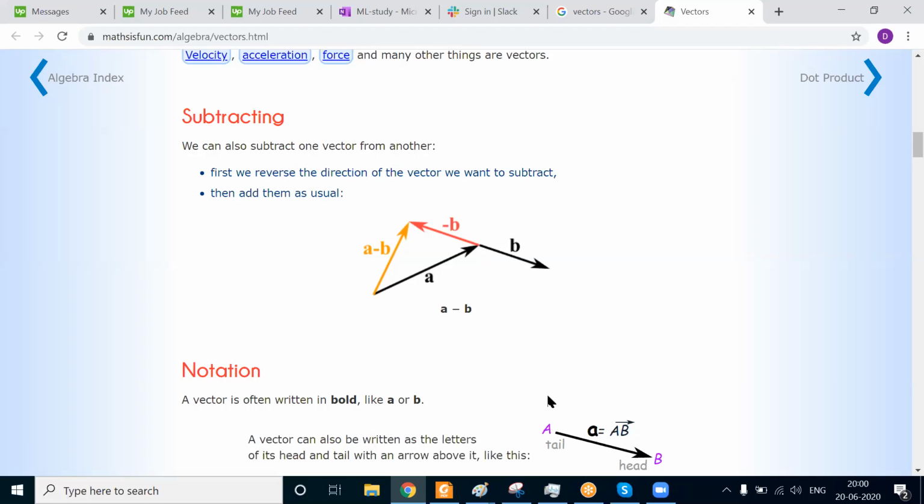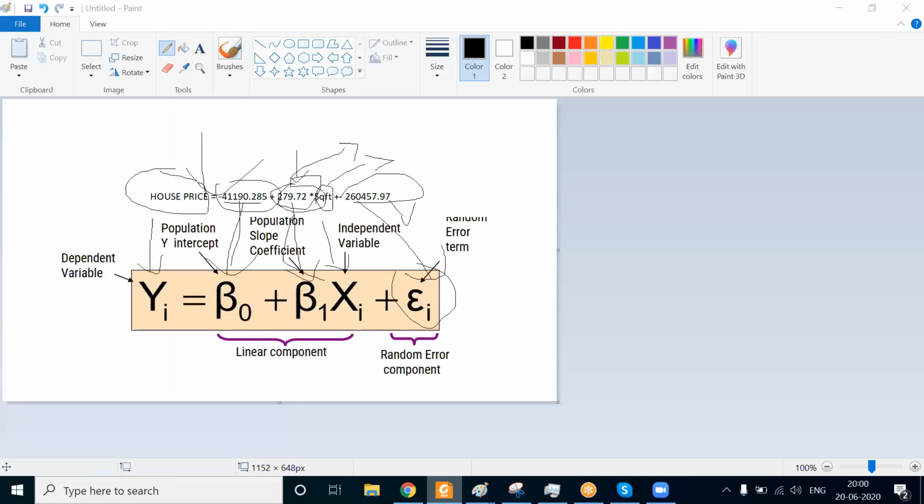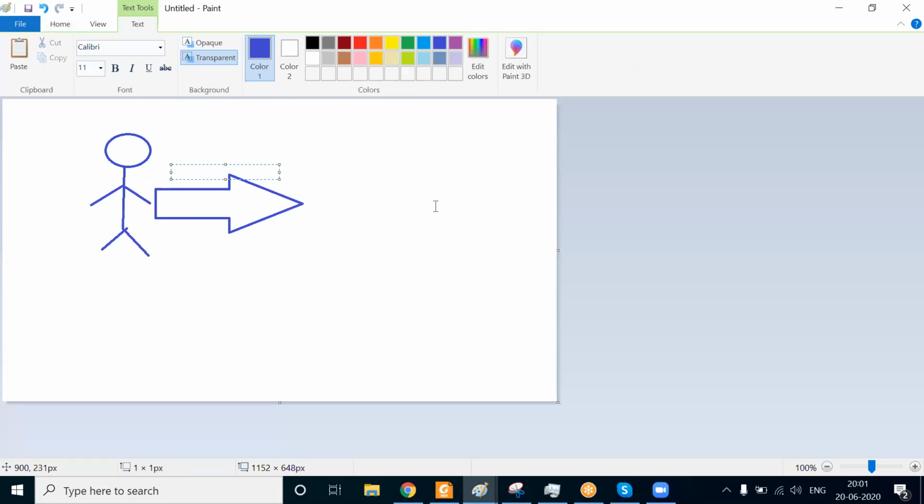Just think of a situation, if you're not able to digest it. Say you are a person. You are a person. Say, okay, this is you. Say you are asked to move 2 steps forward. Two steps forward.